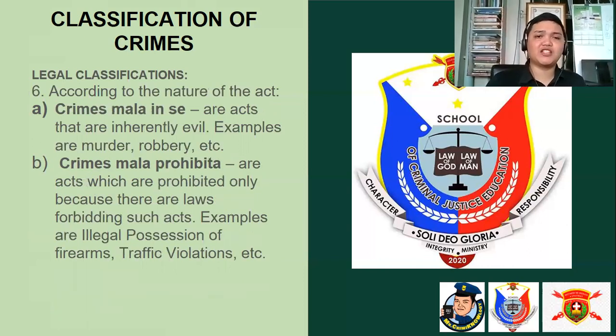Next, according to the nature of the acts, there is mala in se, as I said kanina, inherently evil, naturally evil. Kahit walang law, masama ginawa mo, like pagpatay, pagnanakaw, etc. And letter B, we have mala prohibita, acts that are prohibited only because there are laws forbidding such acts. Example, illegal possession of firearm, traffic violation, and etc. Okay?